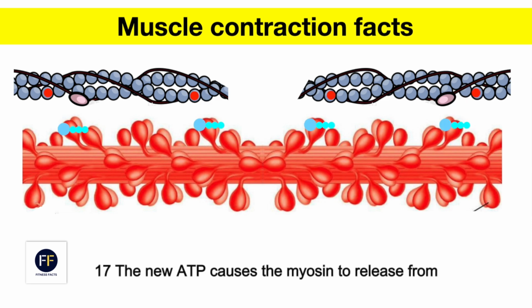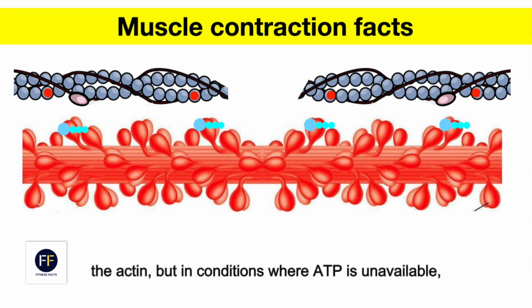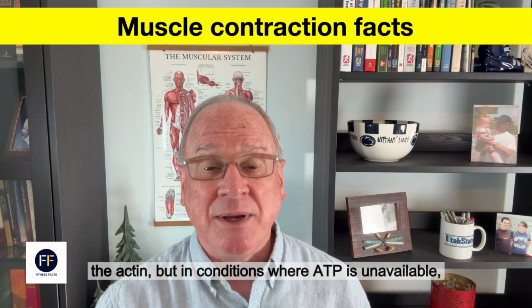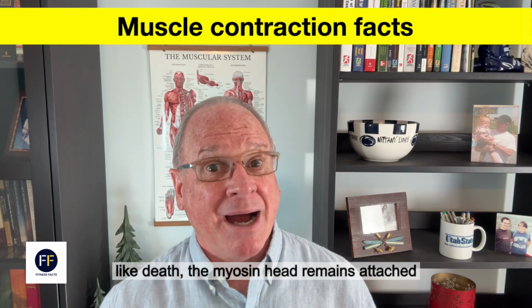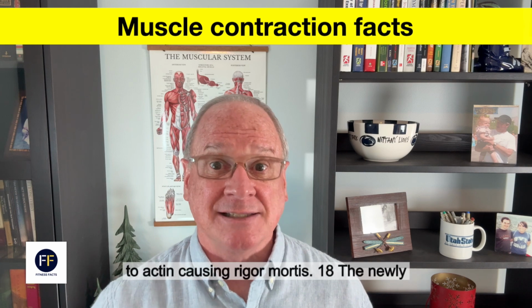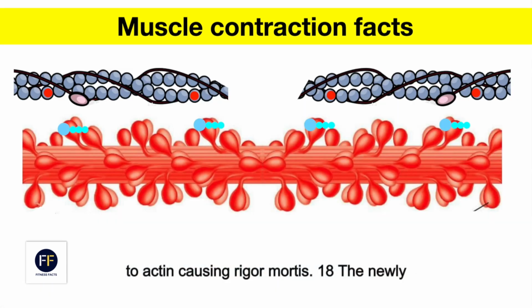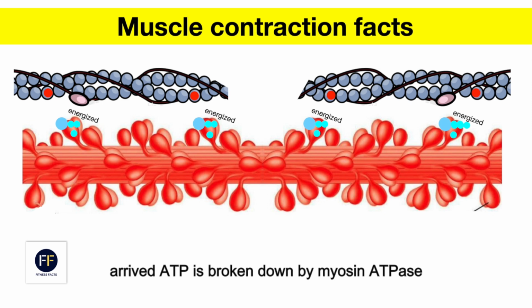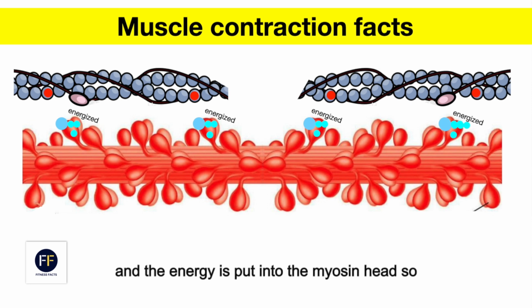17. The new ATP causes the myosin to release from the actin, but in conditions where ATP is unavailable, like death, the myosin head remains attached to actin, causing rigor mortis. 18. The newly arrived ATP is broken down by myosin ATPase, and the energy is put into the myosin head, so when it reattaches to an actin, it will swivel immediately to continue the contraction process.